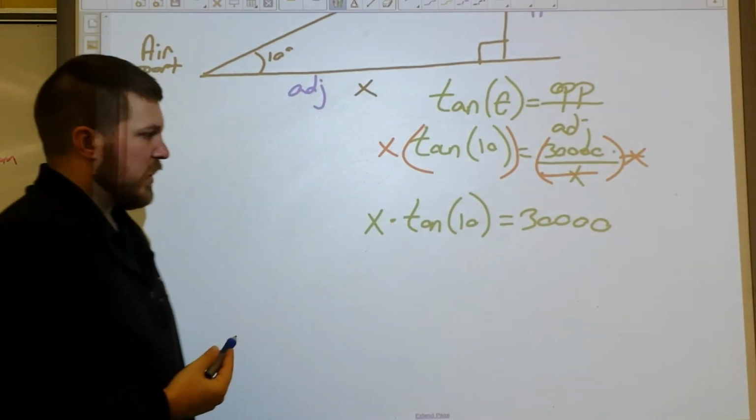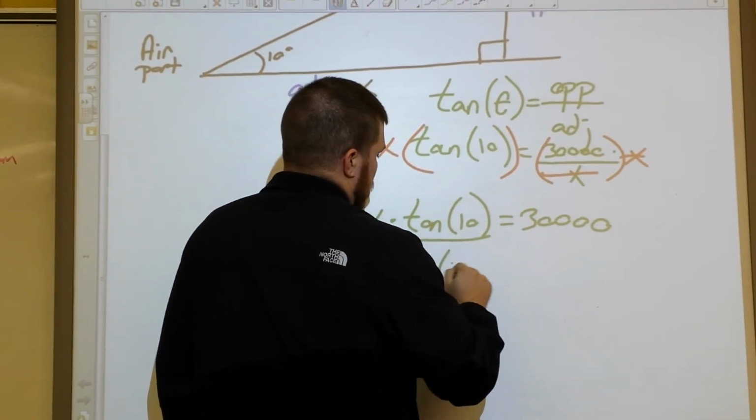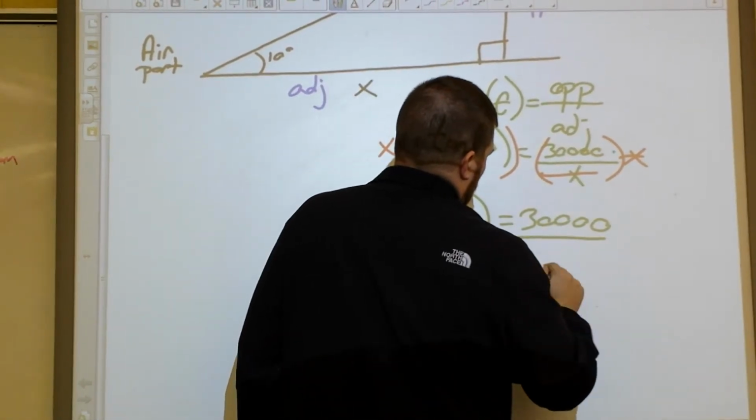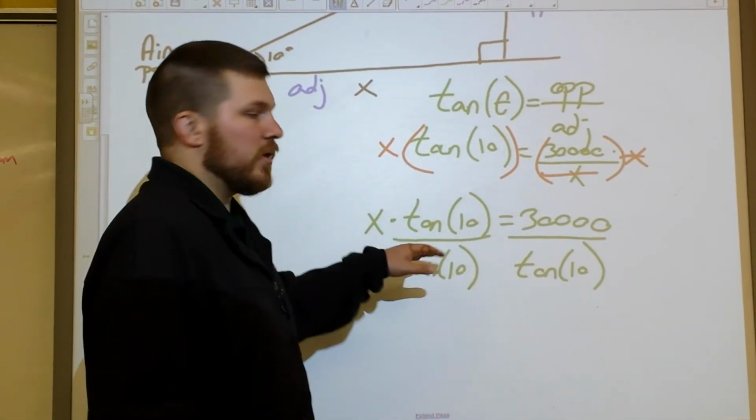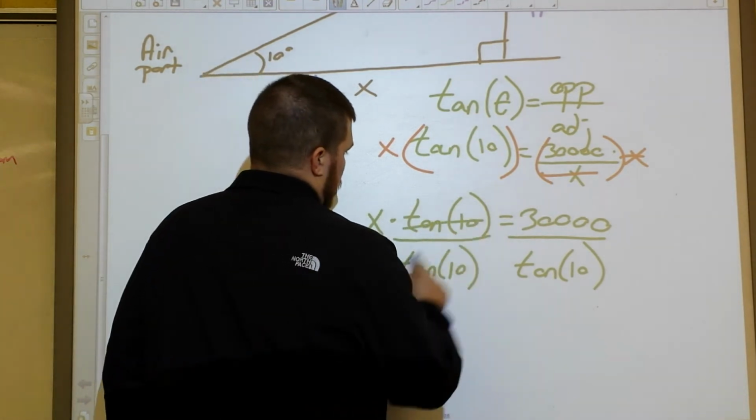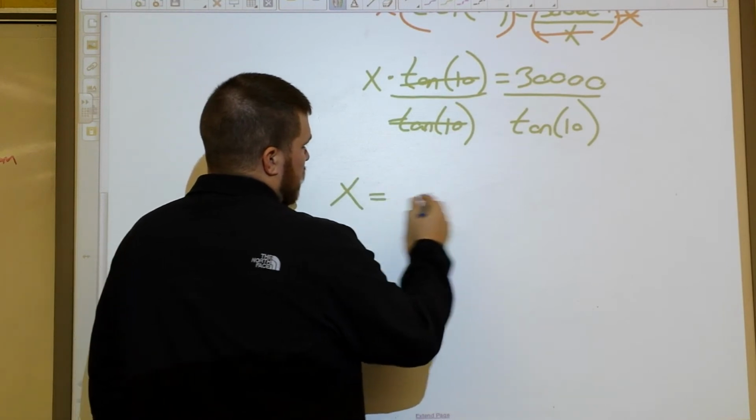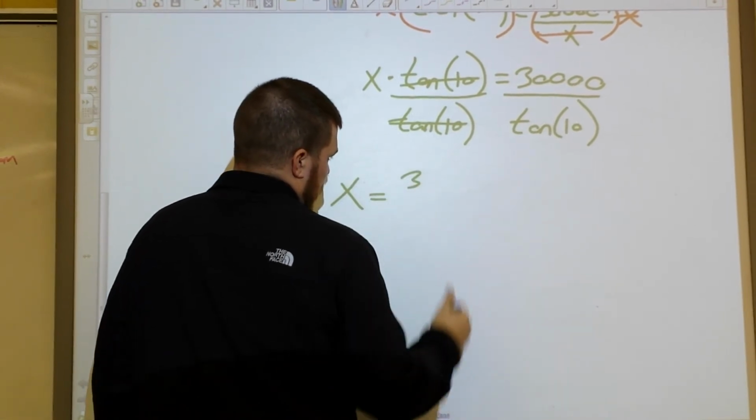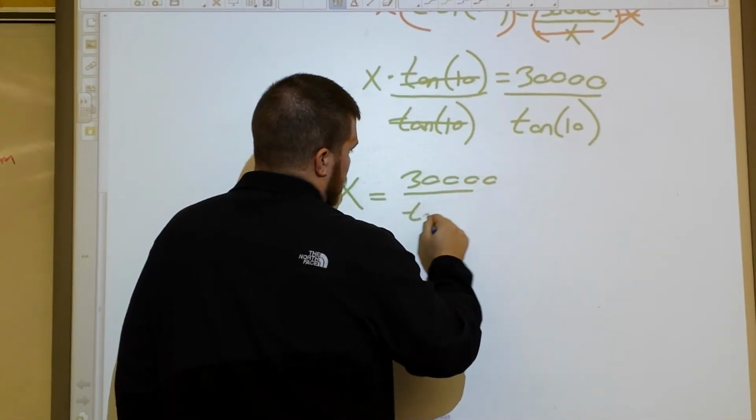Now, we want to get x by itself, so I'm going to divide by tangent of 10 degrees on both sides. Again, tangent of 10 degrees is just a nasty decimal. You could round here, however, I suggest you wait and round at the very end. The tangents are going to cancel out, so my answer is x equals 30,000 divided by tangent of 10 degrees.